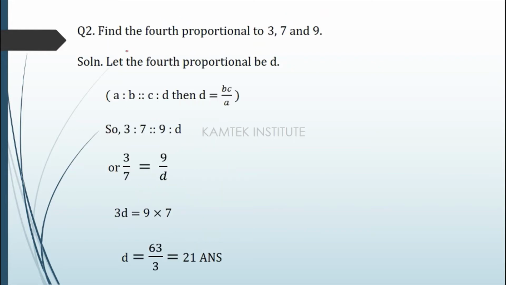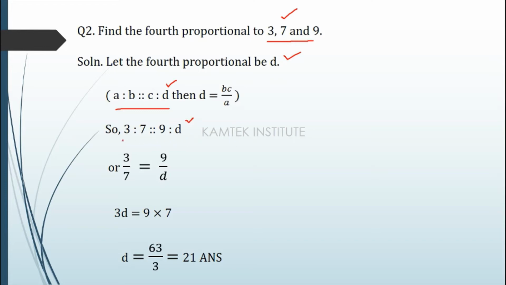We come to question number 2. It says find the fourth proportional to 3, 7 and 9. So let us assume over here that the fourth proportional is D. We had read in the previous slide that A is to B as C is to D, then D is called the fourth proportional to A, B and C, right? And we also know that D is equal to BC upon A. Now putting this in ratio form, we know 3 is to 7 as 9 is to D, which is a fourth proportional. And we need to find the value of D.